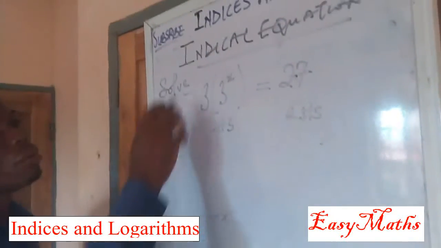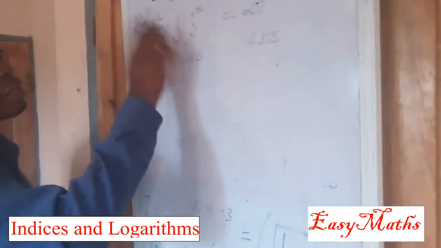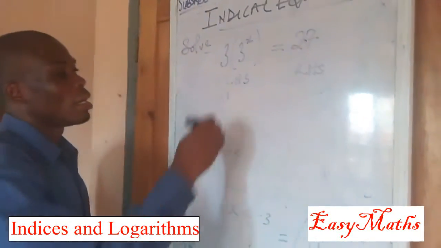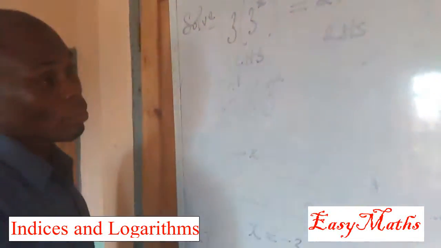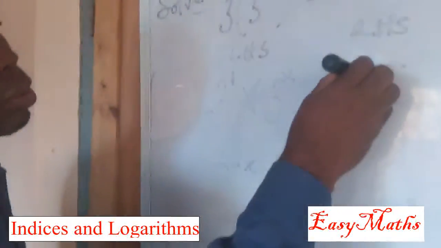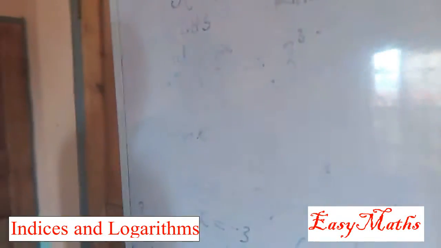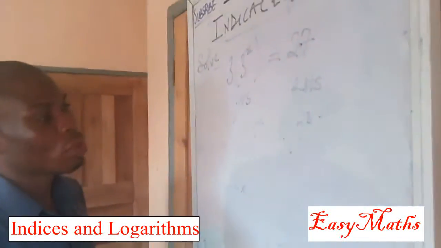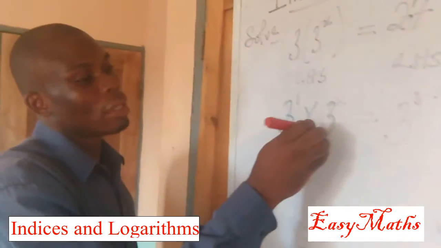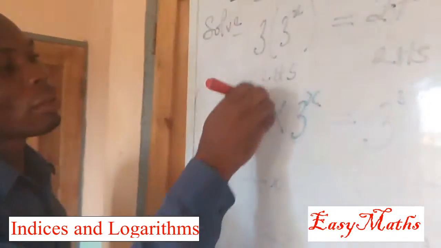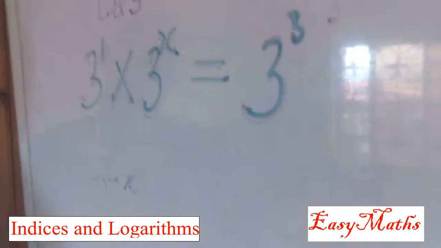There are many ways of doing it. You can express this as 3 raised to power 1, because this is obviously raised to power 1, and you show the multiplication as 3 raised to power 1 times 3 raised to power x equals 3 raised to power 3. 27 is the same thing as 3 raised to power 3, right?